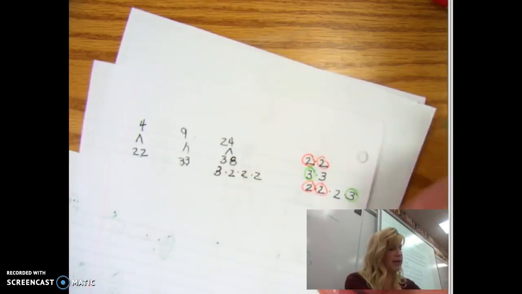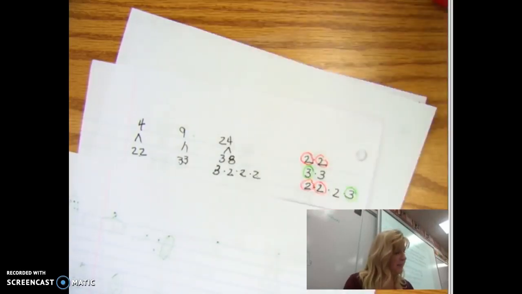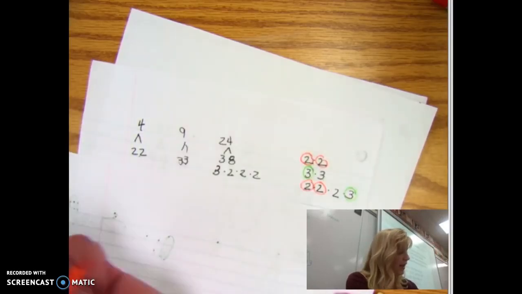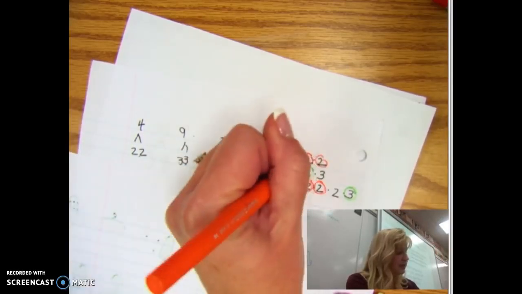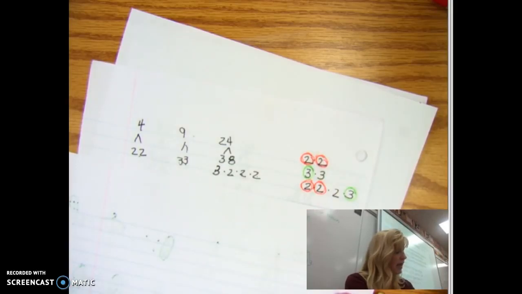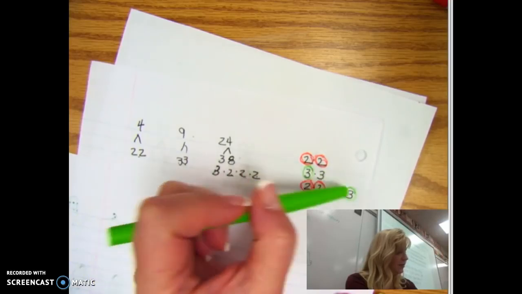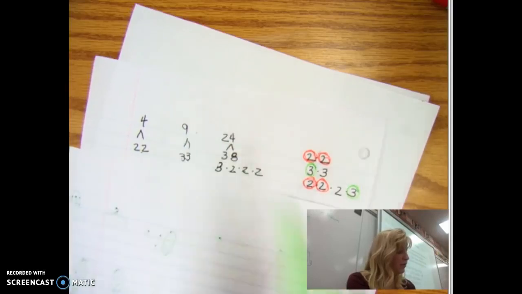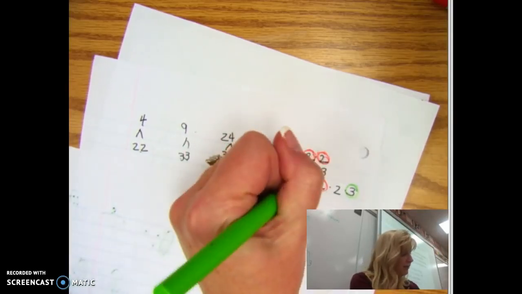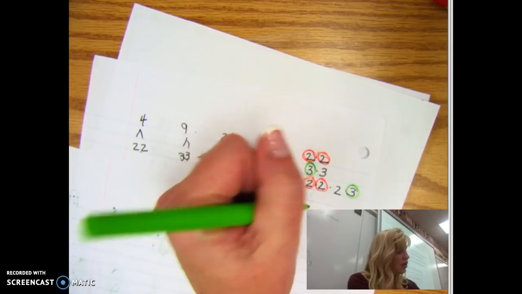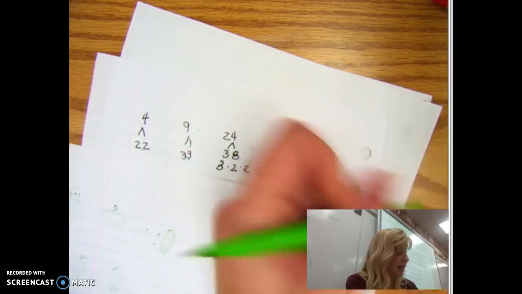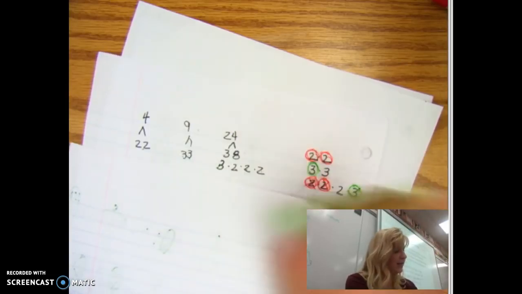So what I did with this is I used 2 different colors of pens. So I see that 4 and 24 have 2 2's in common. So I went ahead and circled those in orange. And then I see that these two have a 3 in common, so I circled those in a different color in green. So we're only going to use these numbers. Sometimes I do cross out the ones I'm not going to use so I don't forget.